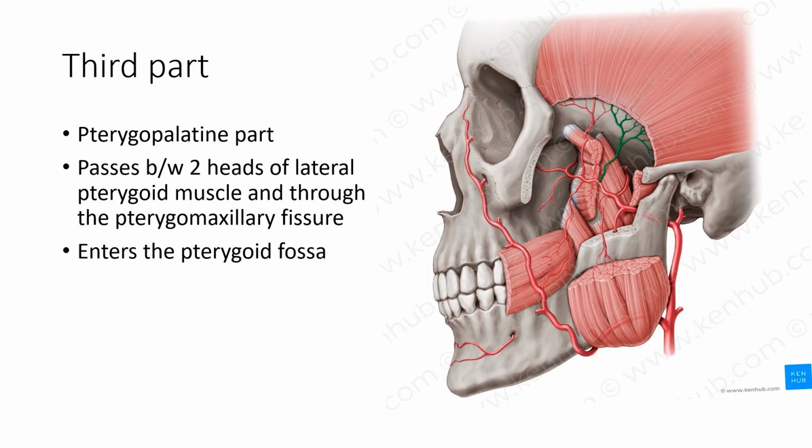Okay. So what is the third part? The third part of the maxillary artery is the pterygopalatine part, and I have already told you that it is the part of the maxillary artery which lies between the two heads of the lateral pterygoid muscle, and here it is entering the pterygopalatine fossa.